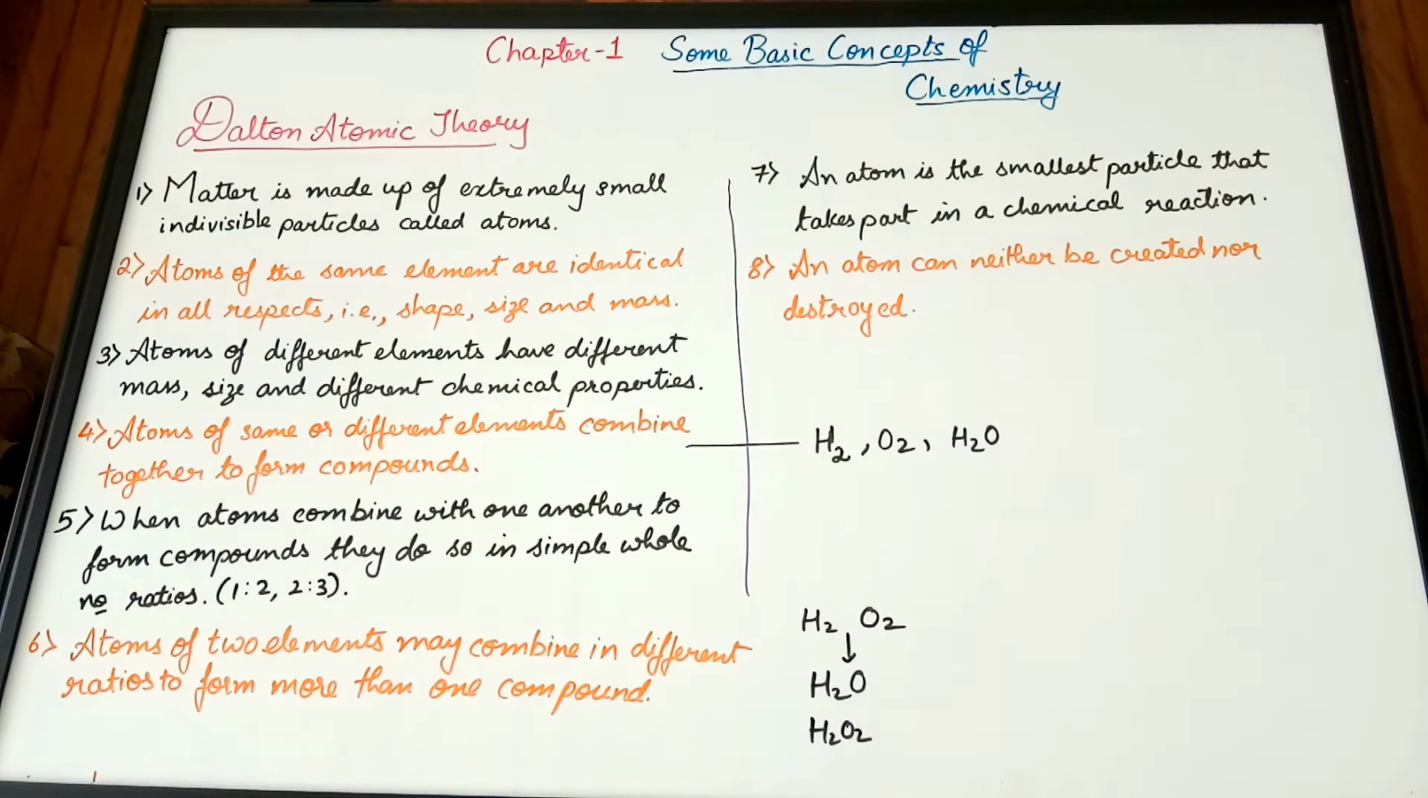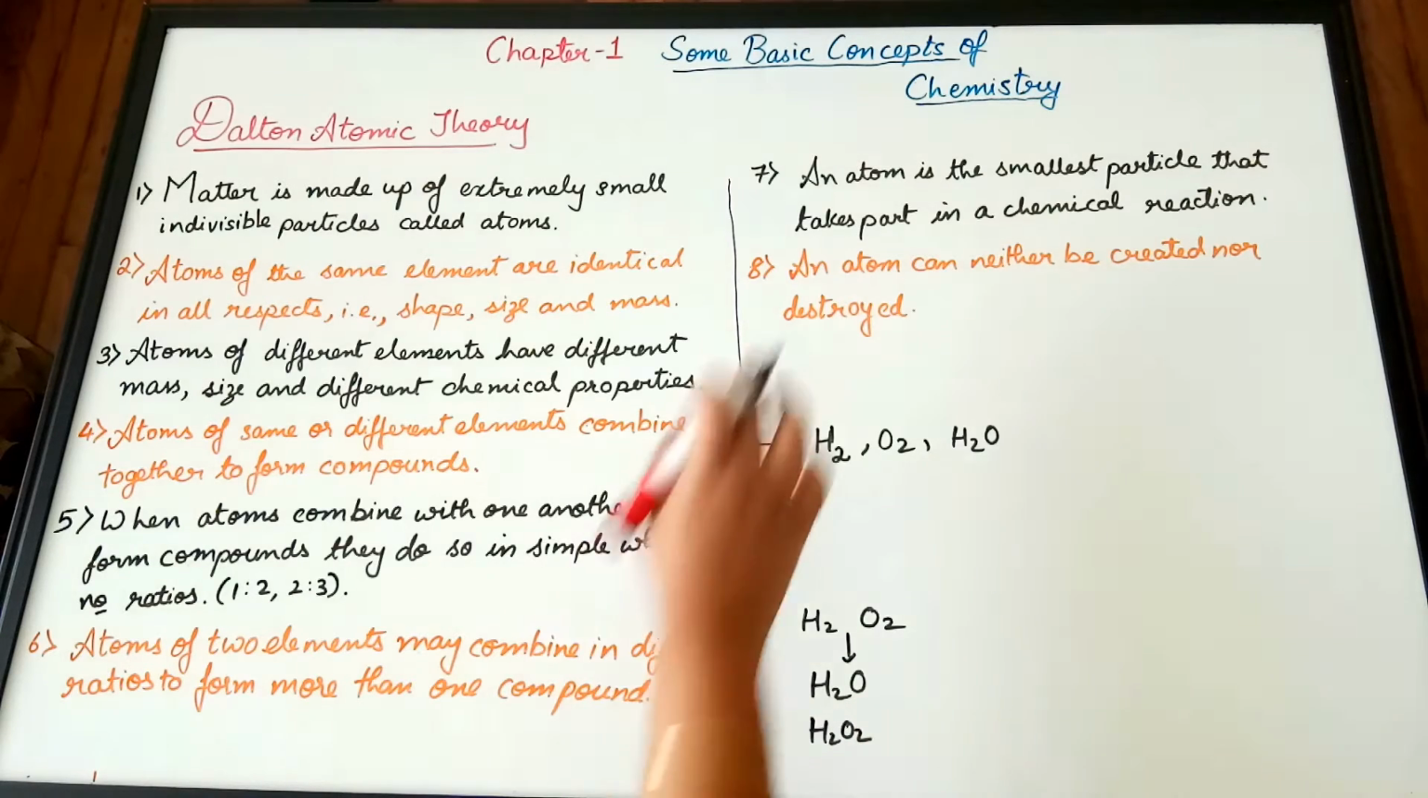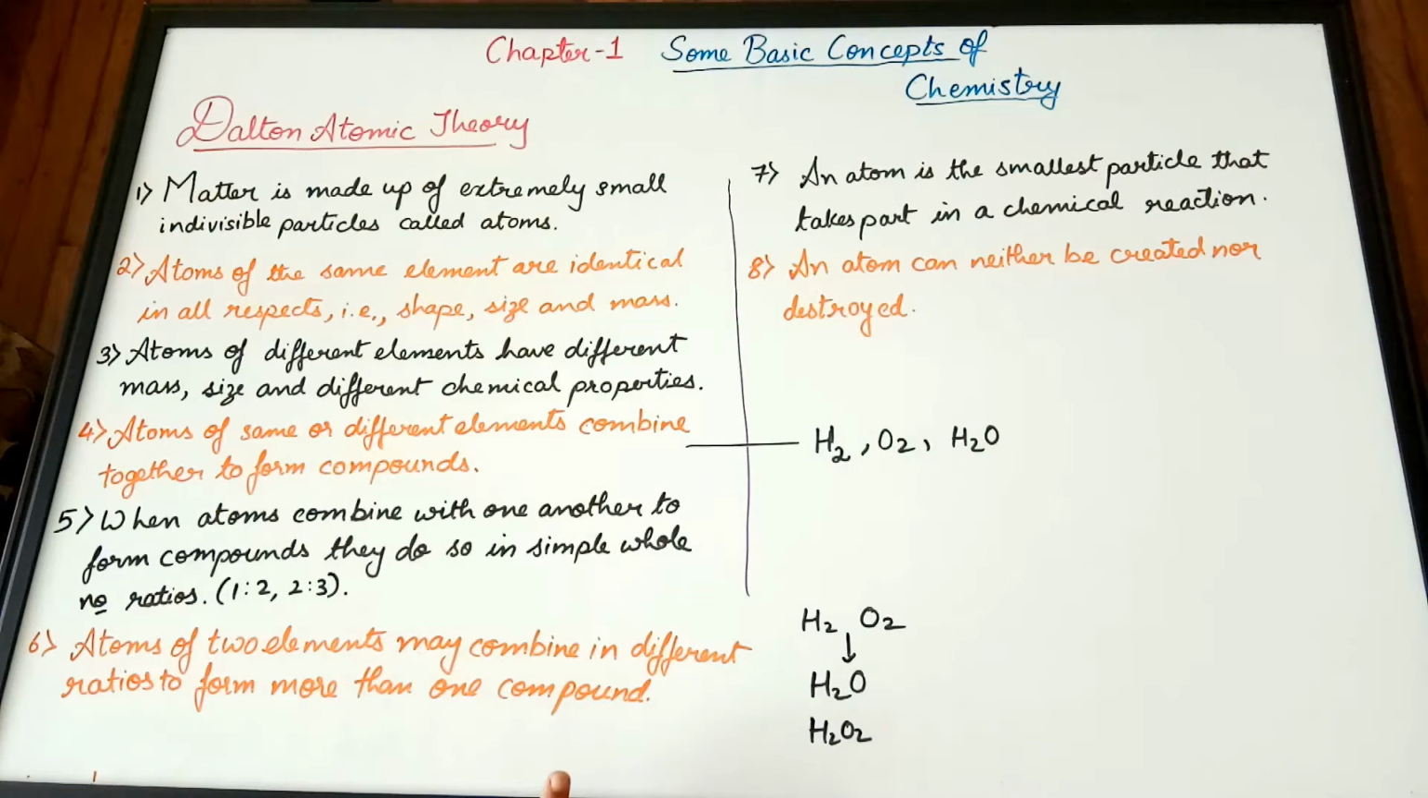The next one is: the atom is the smallest particle that takes part in a chemical reaction. One important thing is that it is not a fraction, so you can't have half an atom taking part in a chemical reaction. It will be the whole atom which takes part. The last one is: an atom can neither be created nor be destroyed.